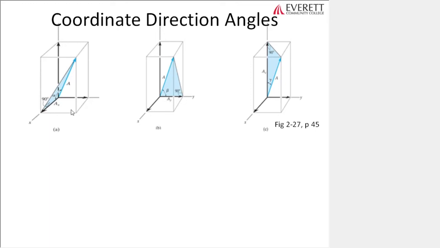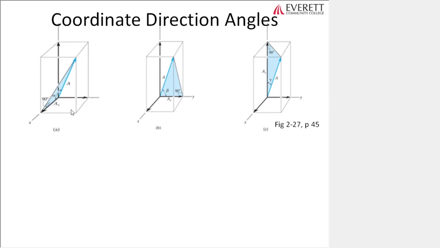Okay? We're in 3D. So you have to be able to visualize those planes in order to come up with relationships of how we can go between Cartesian vector notation and coordinate direction angles. Each one of these angles is in its own plane. Alpha is in the plane where the x-axis and the vector we're interested in exist.